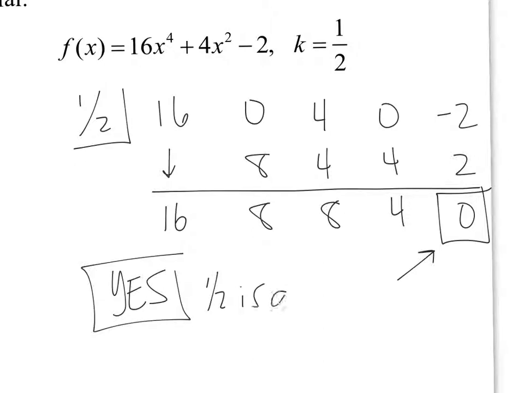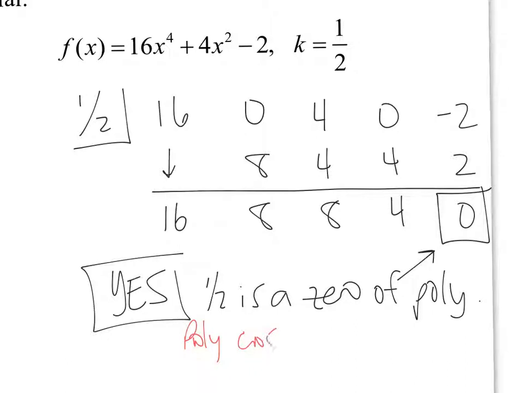1/2 is a 0 of the poly. That means that the polynomial crosses the x-axis at x equals 1/2. Okay, so that means that our polynomial, whatever this graph looks like, think about this graph for a second. Not exactly sure what the shape of this is, but I know that it's going to cross the x-axis at 1/2 because the remainder there is 0. That's what this is telling us.